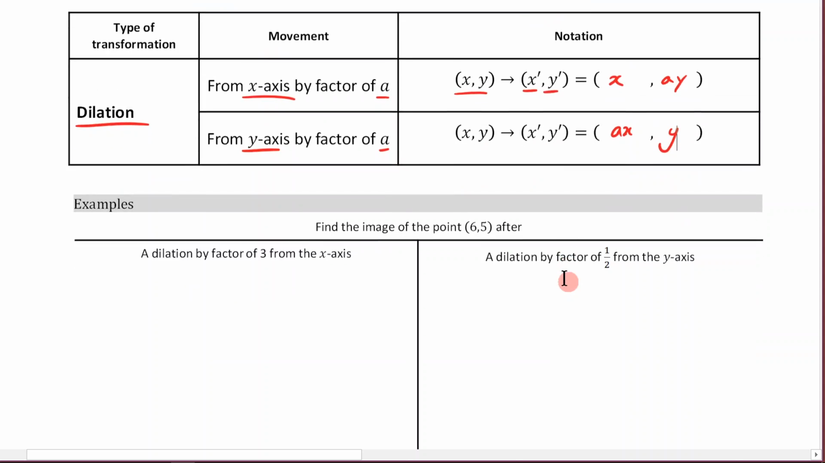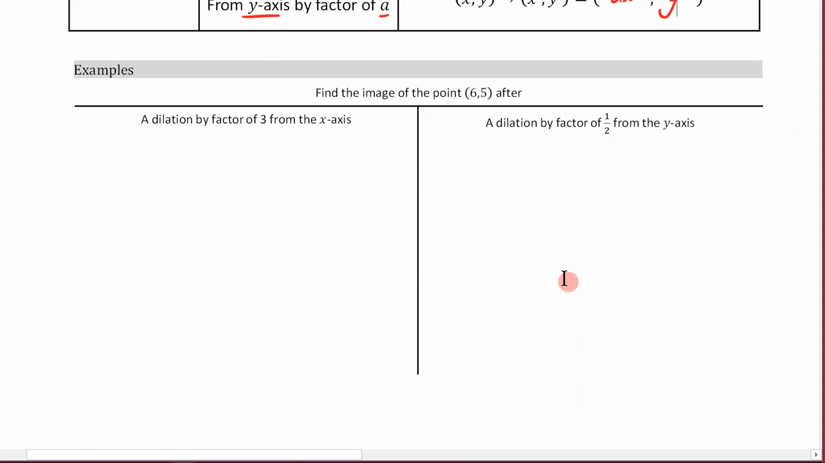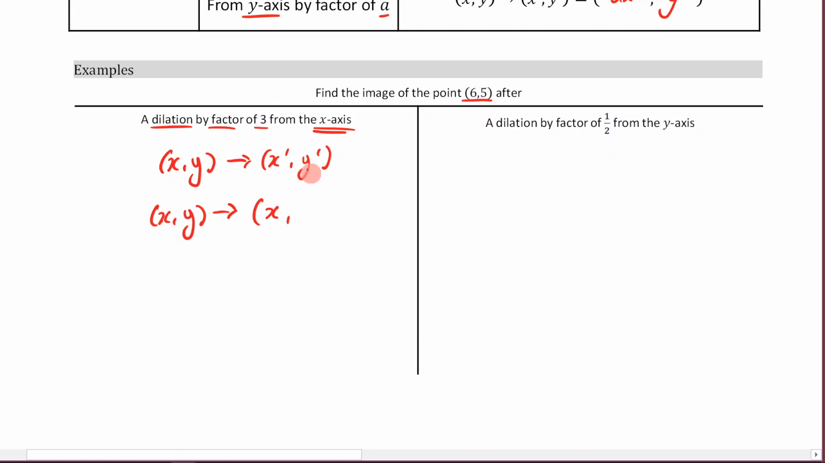Let's now do some examples in which we're just dealing with a single point. So it says find the image of the point 6, 5 after a dilation of a factor of 3 from the x-axis. So let's go through our notation slowly. We've got our original point. We're trying to find our new point, which we say is x dash, y dash. x, y. So we're just rewriting it here. Okay, so if we're dilating by a factor of 3 from the x-axis, that means my y value is going to change. So x dash is just x. My y dash is going to become 3y.